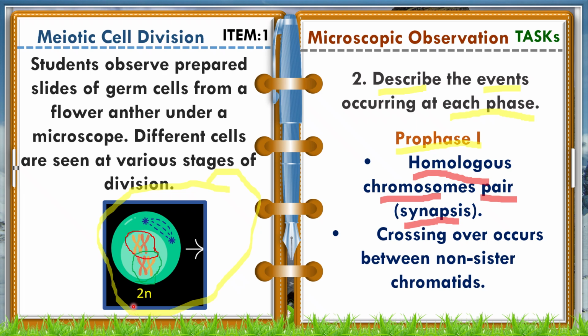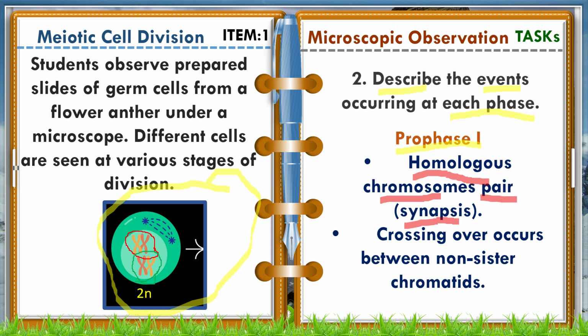So this is what we are calling 2N. It is a diploid. They make up a total of 46. Those are 23 pairs, but here we are having 2 pairs. So these are the ones we are referring to as homologous chromosomes, and they are pairing up. That process of pairing up is what we call synapsis.